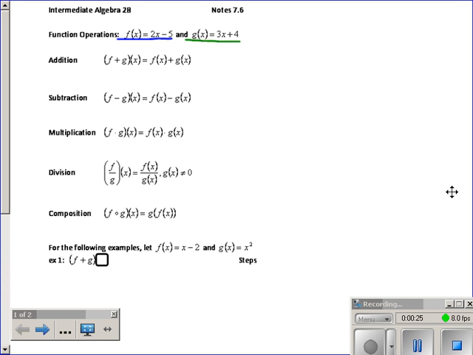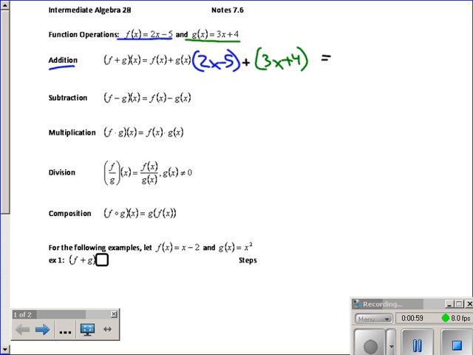So when we do addition, we would say what happens when we add those two functions. So for addition here, it says f plus g of x, which is the same as f of x plus g of x. So I'm just going to write what f of x is, which was 2x minus 5. And since it's addition, I'm just going to put a plus, and then it says we're adding it to whatever g of x is. So I'm going to put 3x plus 4 in parentheses next to it. And the question is, what does that equal?